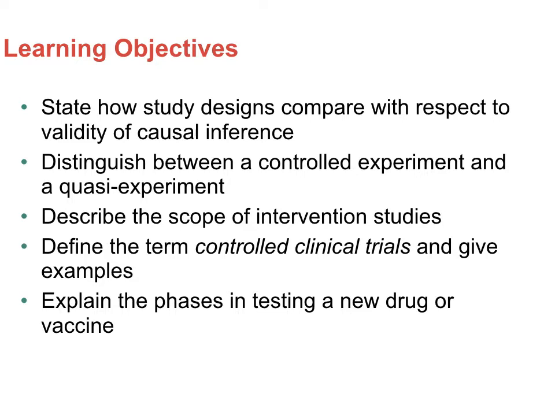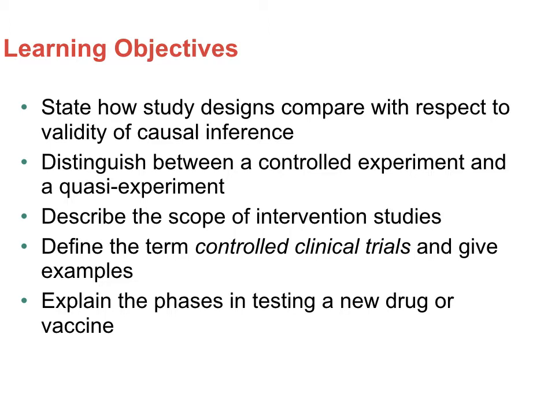For the learning objectives today, we're going to state how study designs compare with respect to validity of causal inference. When we last met, we talked about cohort studies and being able to look at causal relationships. We can start to look at that now also in experimental studies, because we're allocating some type of drug, some type of treatment to a group, and another group is not receiving that. And so we're able to actually look to see cause and effect there.